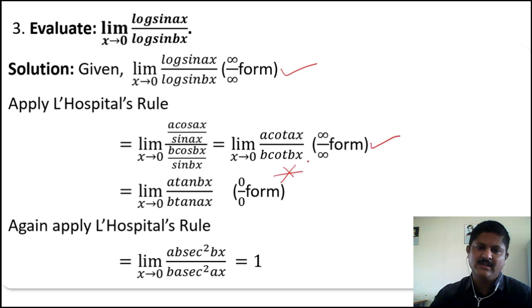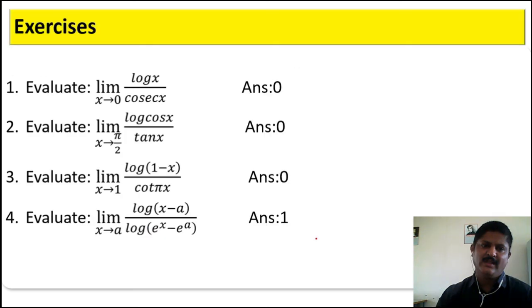Here care must be taken, convert this into 0 by 0 form, otherwise the process will never end. Therefore, a by b, cot ax is nothing but 1 by tan ax and cot bx is the reciprocal of that. Therefore, this value becomes like this. Again, apply L'Hospital's rule. Limit of x tends to 0, a into b secant square bx, b into a secant square ax, which after applying limit is ab into secant 0 is 1, ab equals 1. This is the answer. Next, I have given some exercises, solve as above.